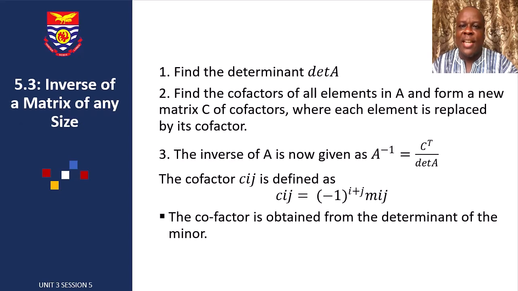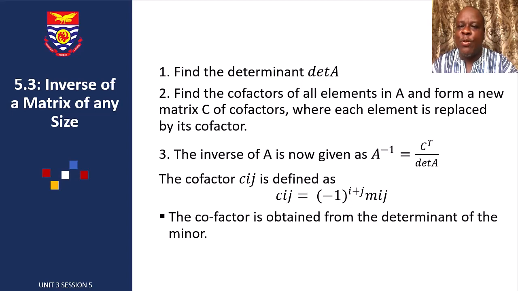Let's now look at how to find the inverse of a matrix of any size. To do this, you go through the following steps. Step 1. Find the determinant of the given matrix, say matrix A. Step 2. Find the cofactors of all the elements in A and use that to find a new matrix. Step 3. You now quote the formula and use it to find the inverse. And the formula is A inverse is equal to the transpose of the matrix of the cofactors divided by the determinant of the given matrix.